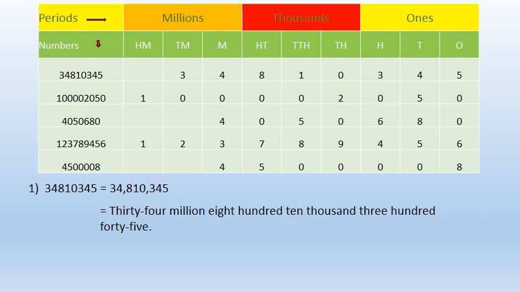34,810,345. Students, see here. While writing the numeral, we have not used a comma and we have not used 'and' before tens and ones period, and all the periods we have written in plural. Okay, let us take another example.